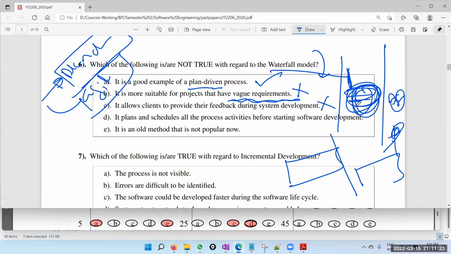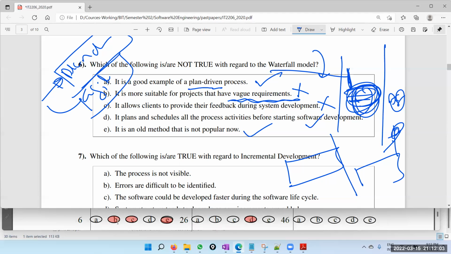"It plans and schedules all the process activities before starting software development." Yes, that is what is known as plan driven. "It is an old method that is not popular now." Yes, it is an old method that is not popular now. So I will go for B and C. B, C, and they have taken E.